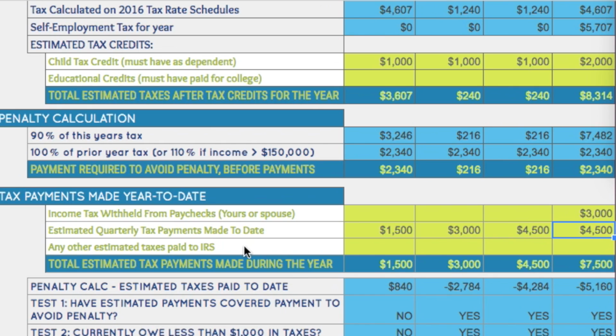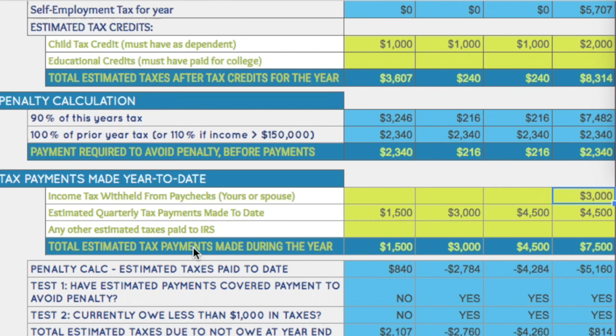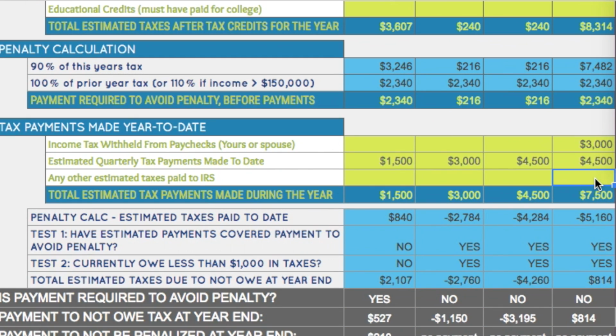So down here, you enter all of your tax payments that have been made so far. This line is estimated quarterly tax payments. Hypothetically, we paid $4,500 in total all year. This would be income tax withheld from paychecks. So if you look at your final paycheck, if you don't have your W-2 yet, it should say withholdings to date. Enter that amount. Any other estimated taxes you might have paid throughout the year to the IRS, be sure to enter them there. Then you have your total estimated tax payments.